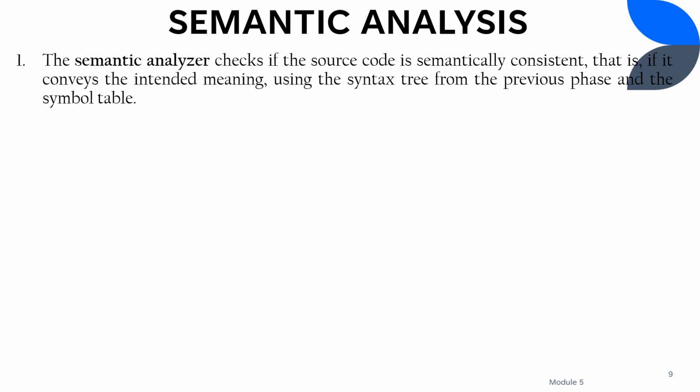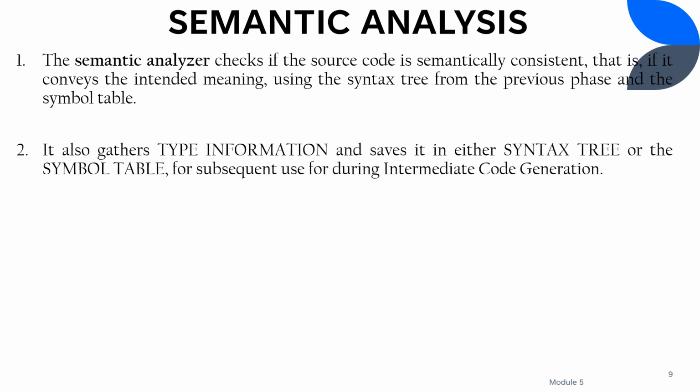In other words, the semantic analyzer is responsible to use the syntax tree that was submitted to it by the syntax analyzer and to check whether the program conveys the intended meaning. What do we mean by that? Basically, in this step, the semantic analyzer is responsible for gathering type information. Type information means it is basically gathering the data type of all the variables which are involved in an equation. It saves this information either in the syntax tree or in the symbol table. And this information based on data type is then used for creating intermediate code.